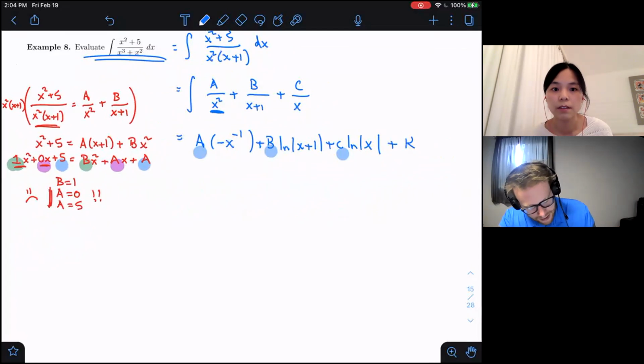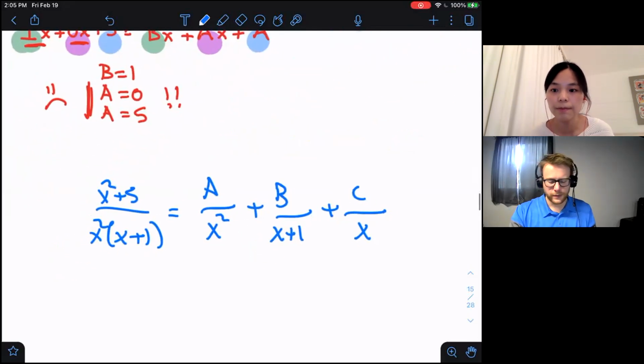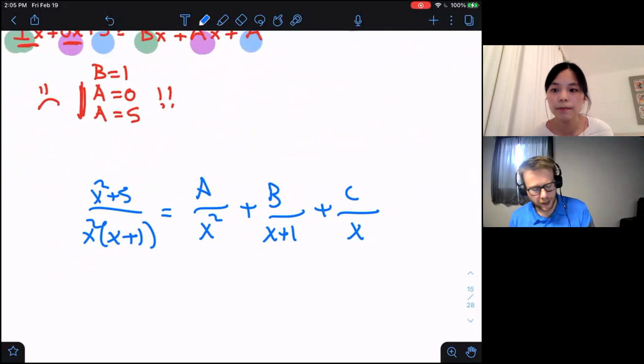So I'm going to set up very similar to last time, x squared plus 5 over x squared times x plus 1. But this time I'm using the correct partial fractions decomposition, which I'm setting up like this. But the strategy is going to be pretty darn similar here. I'm going to multiply through by the LCD, so x squared and x plus 1.